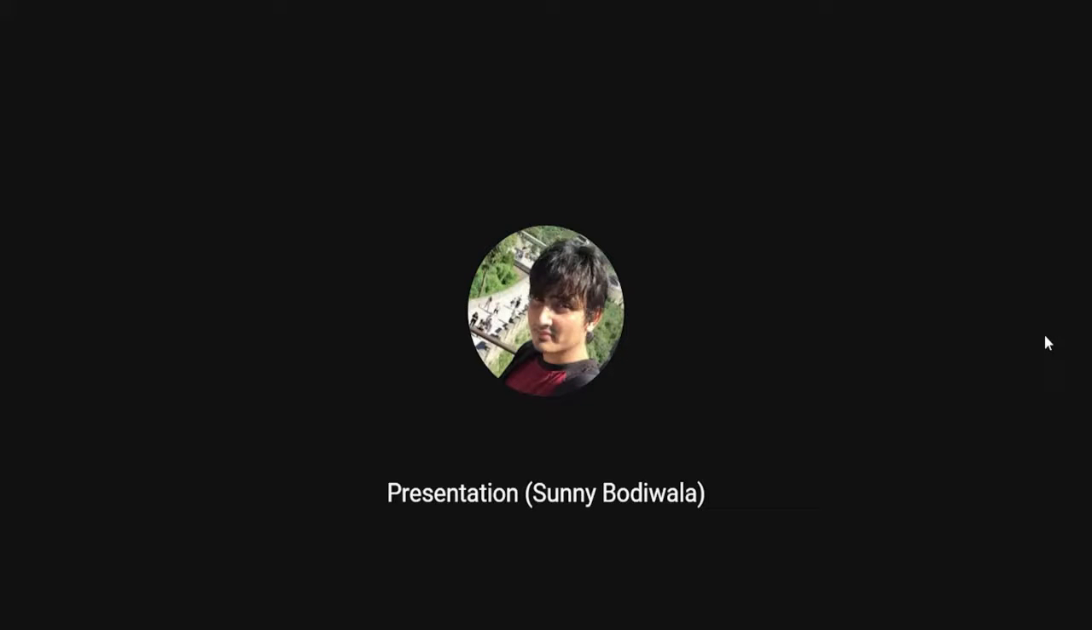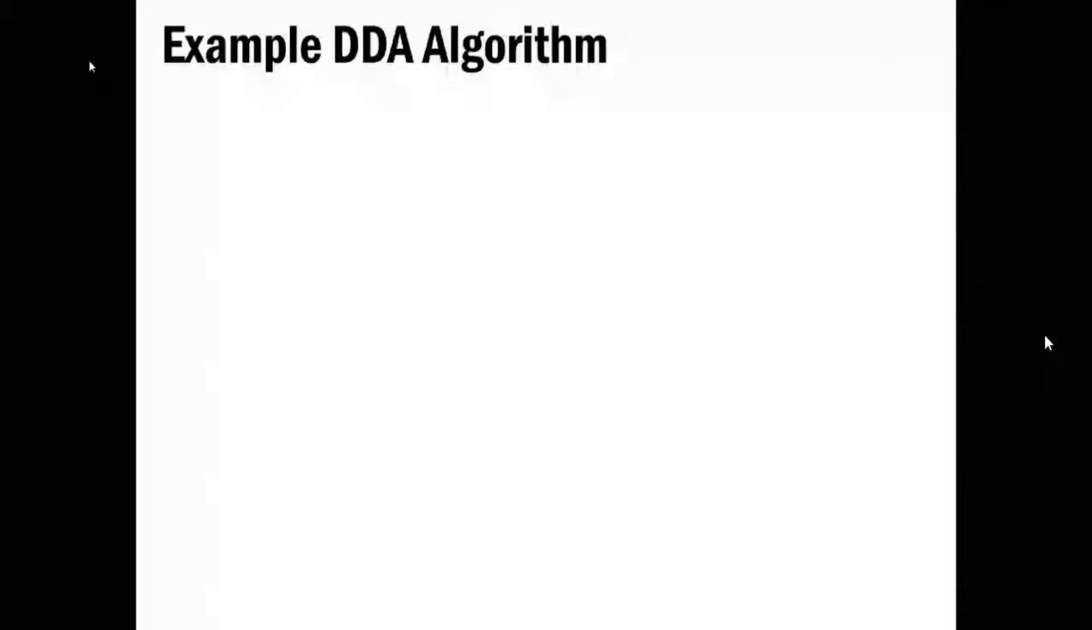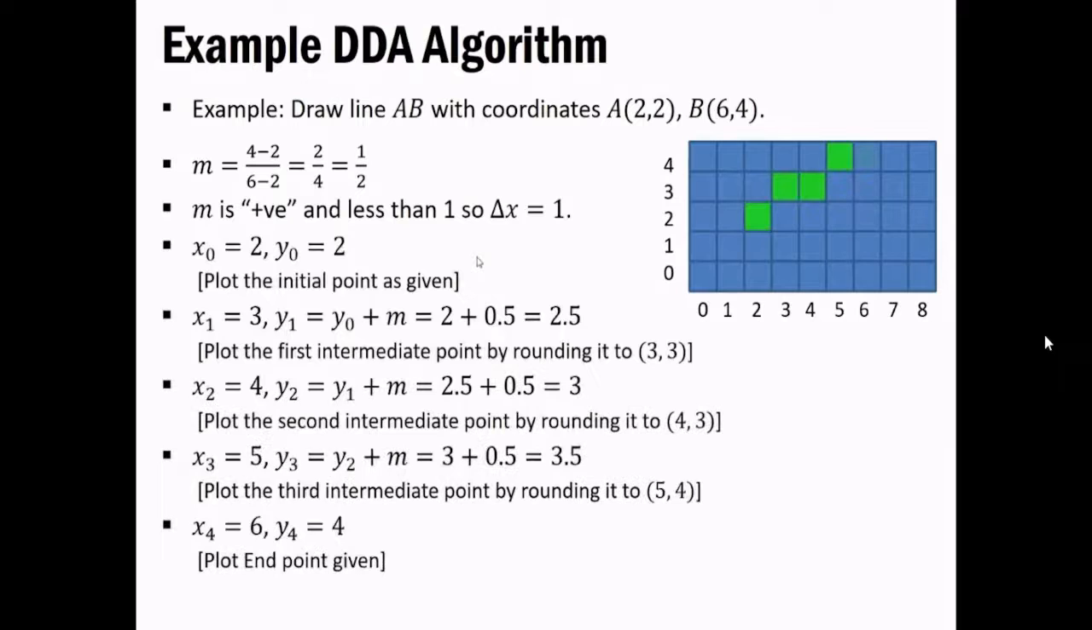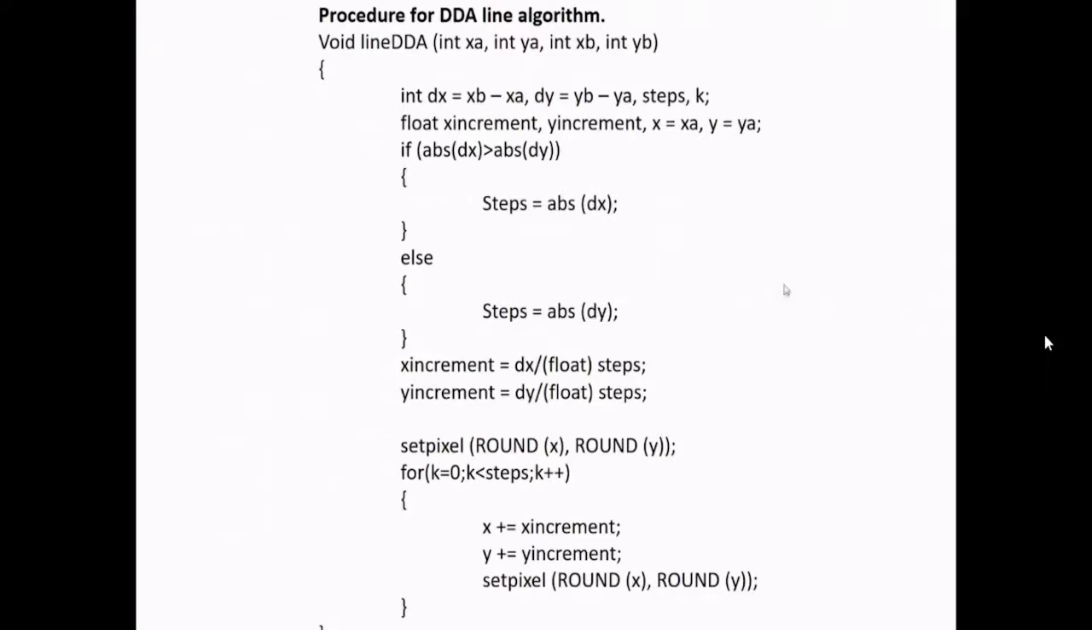Yesterday we saw one example that shows us how to get the intermediate points. These were our intermediate points: 3, 3, then 4, 3, then 5, 4. Based on those points, we can put something on that particular pixel and draw a line. So basically that was the procedure of the DDA algorithm. Now we need to see how we can do the same thing with the help of an algorithm.